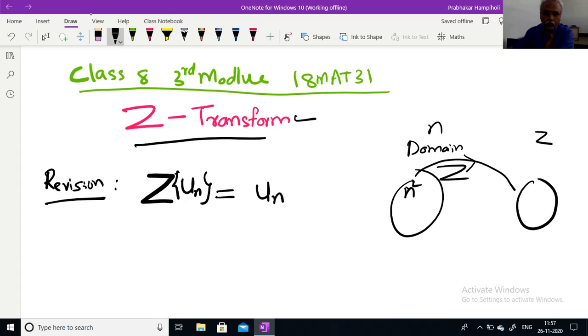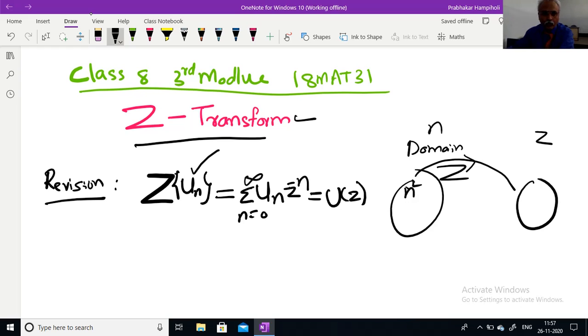We forcibly bring some Z function, Z raised to minus n. We multiply u n by Z raised to minus n: u0 Z raised to 0, u1 Z raised to minus 1, u2 Z raised to minus 2, and add all these from n equal to 0 to infinity. So n will vanish, some Z will remain. Whatever Z remains, that becomes a function of Z.